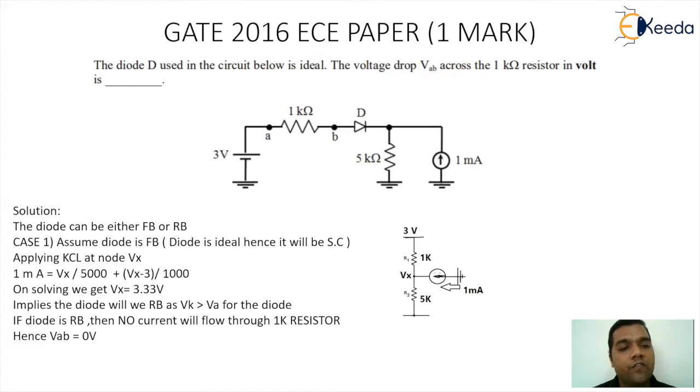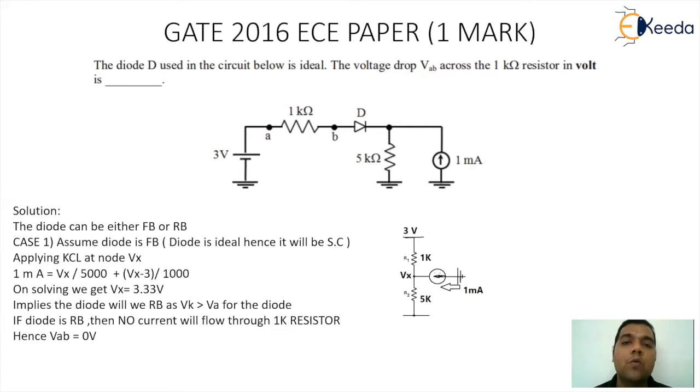To find the value of Vx, we need to apply KCL at that node. The incoming current is 1 milliampere. I repeat, the current of 1 milliampere, which is incoming towards node Vx, will split into two currents. One current goes down through the 5 kilo ohm resistor and one current moves up towards the 1 kilo ohm resistor. So 1 milliampere is equal to Vx by 5000 plus (Vx minus 3) by 1000. On solving, we get the value of Vx as 3.3 volt.